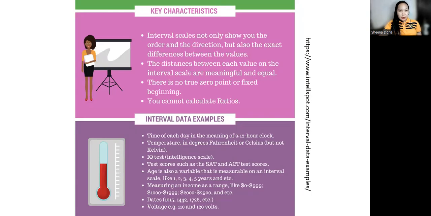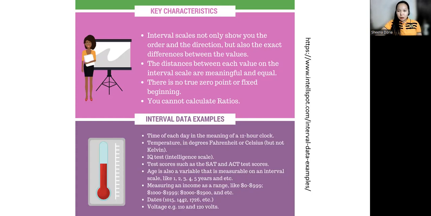But the typical examples here are time of day on a 12-hour clock, temperature, IQ test, which is your intelligence test scores, such as SAT and test scores. Age is also a variable that is measured on an interval scale like 1, 2, 3, 4, 5. Measuring income as a range, dates, and voltage.